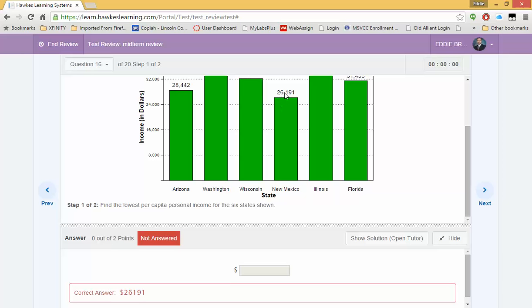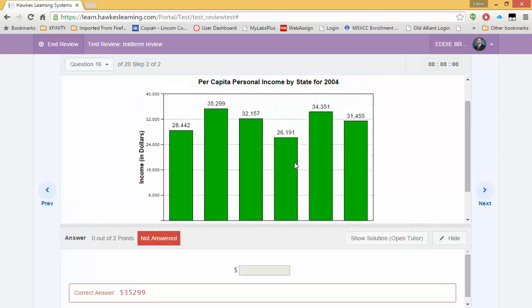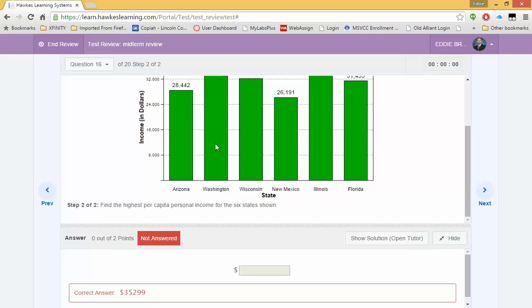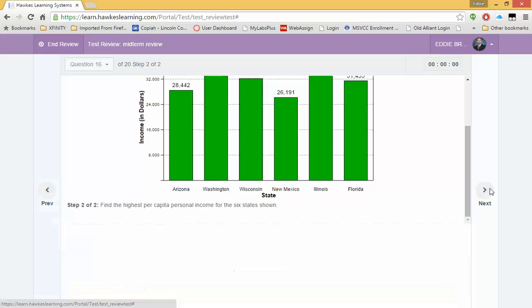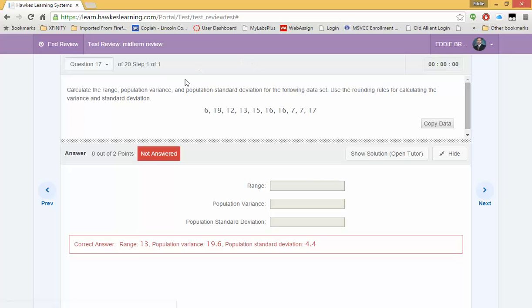and 26,191. Find the highest per capita, 35,299, Washington. Looks like you just enter in the number, not the state.